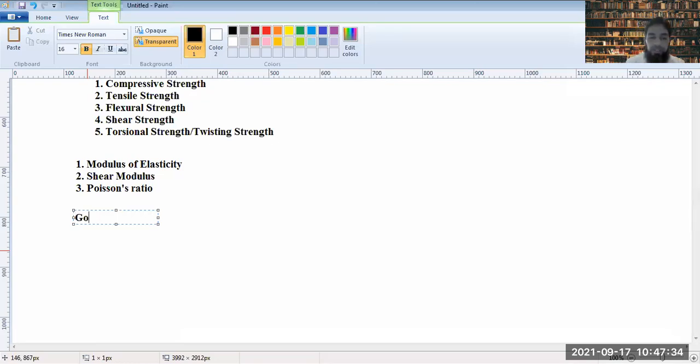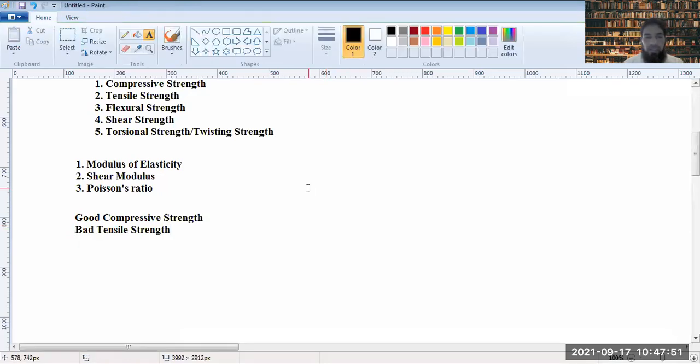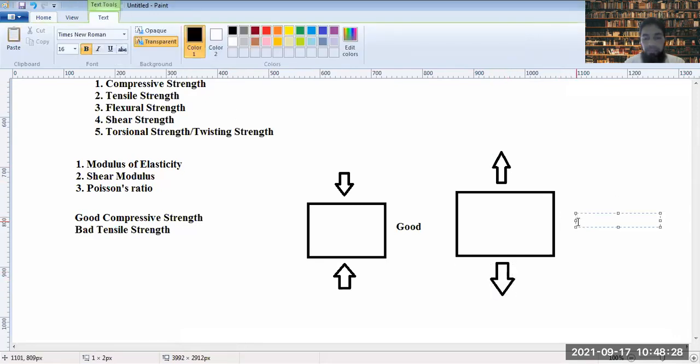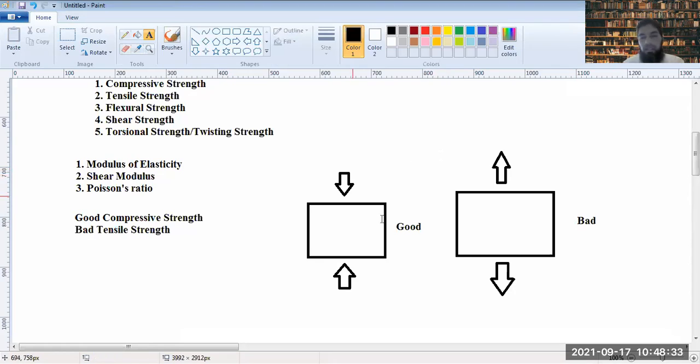For concrete, there is a property which has to be noted down: concrete has a good compressive strength, and it has bad tensile strength. So when you push a concrete bar, concrete beam, concrete cube, concrete slab, or concrete column, which is under compression, its behavior will be good. But when you are doing the reverse, when you are pulling it, its behavior will be bad. It will not behave well.